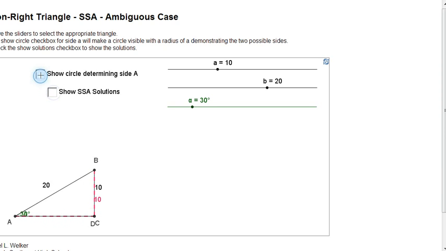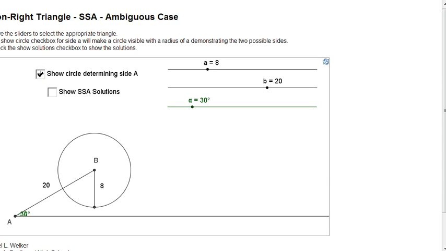Okay, let's unshow these. What's the next side length that we want to look at? 8. Okay, so if we go to 8, or actually basically anything less than 10, we can see that side is too small, right? No matter how we rotate that side, and that would show the circle determining it, right? I mean, if you have a length of 8 coming off of this point here, it just won't reach. We can't form a triangle, okay? So there's no solution to that.